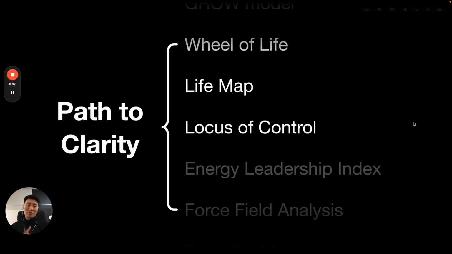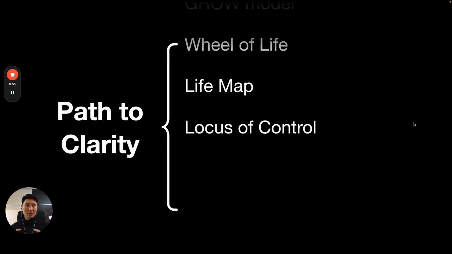All right, so we just talked about the life map exercise. The next exercise and concept in the mental model is called locus of control. What is locus of control? Super important concept. Let's take a look.